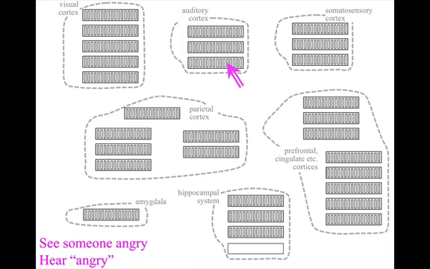Then suppose that in addition you hear the word angry. This will activate columns in the auditory cortex, and there's going to therefore be simultaneous activity of these auditory columns and other cortical columns, which creates the association between the word and the meaning on the basis of frequent past simultaneous activity, as we've discussed before.